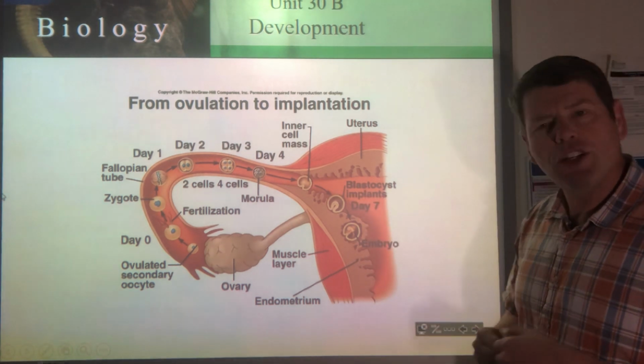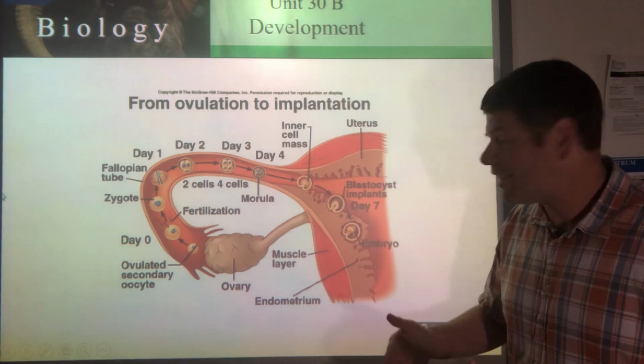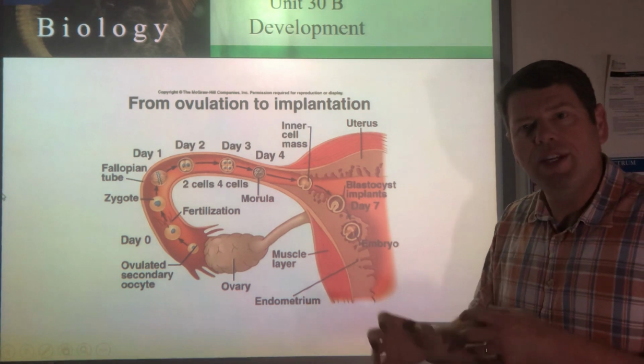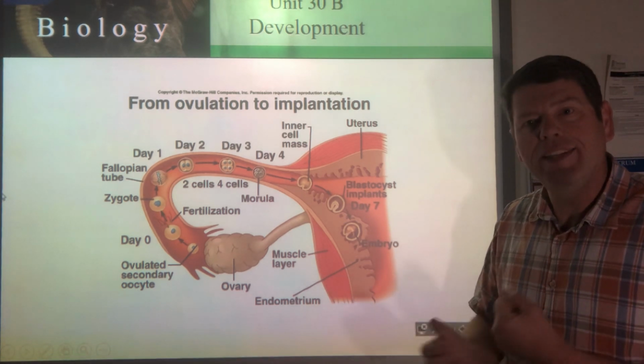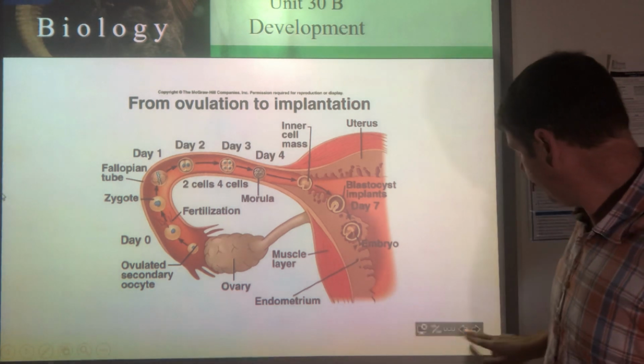And a good little memory trick is the blastocyst needs to almost like blast its way into the endometrium. It makes a nice little pit for itself, it attaches itself, and then it's going to continue its development. And so that is implantation.